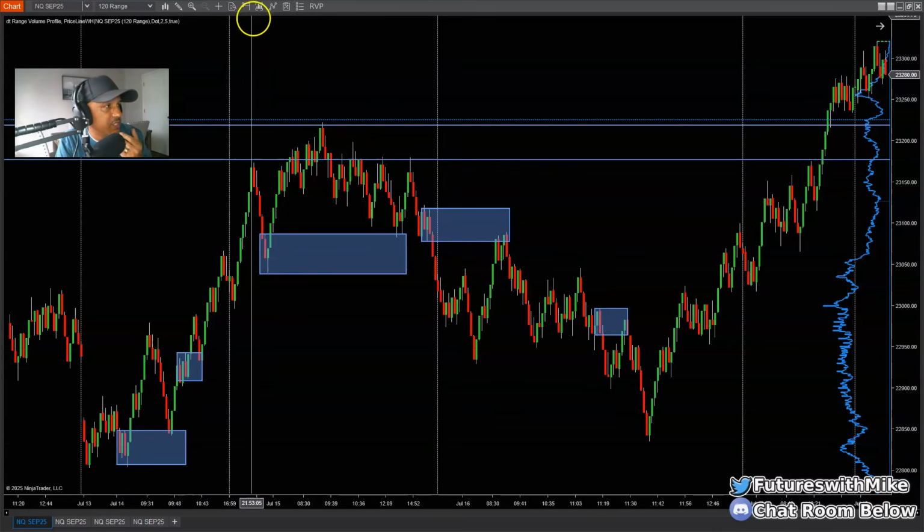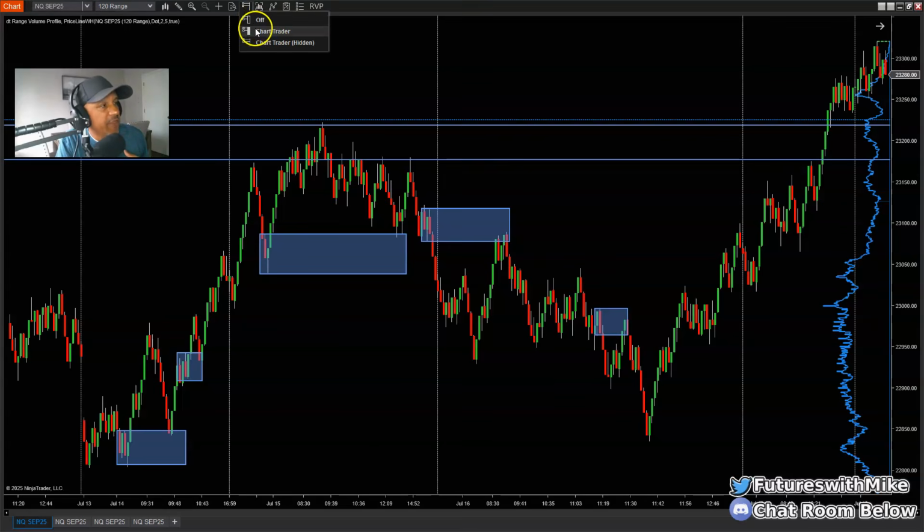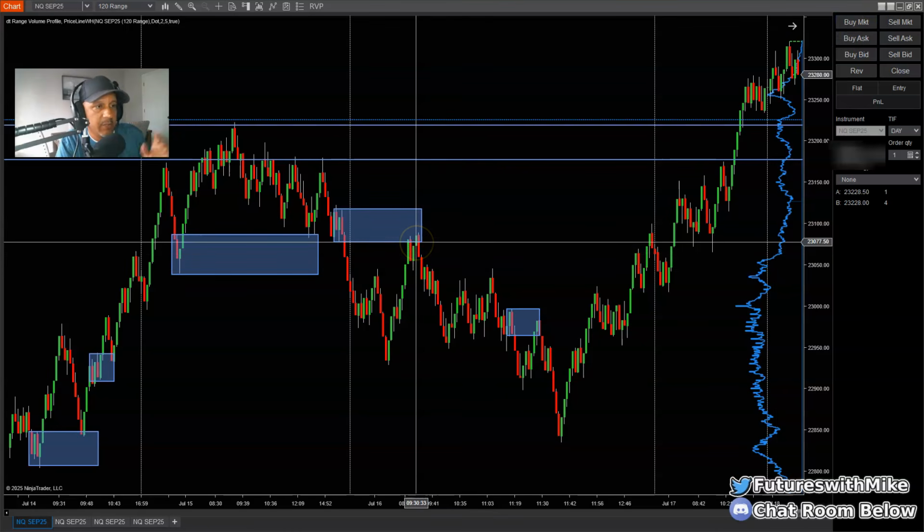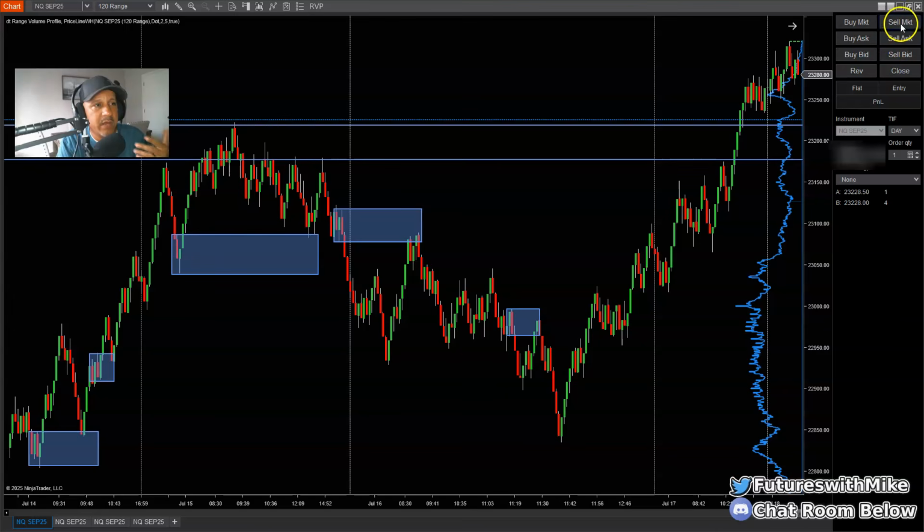All you need to do is just go up to the top here, where it says chart trader, and then you want to hit chart trader right there. Okay. Now, what you want to do is make sure that you have your order quantity of one contract. And then, if you're looking to sell, we want to hit sell, either sell ask or sell bid. The best opportunity to put it in and get executed at your price level, at the point at which you want to enter the market, is to hit sell ask.